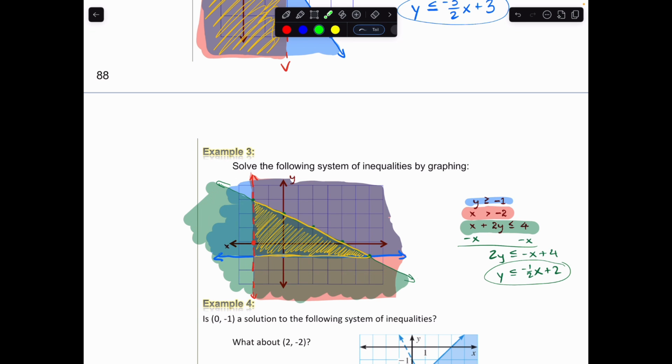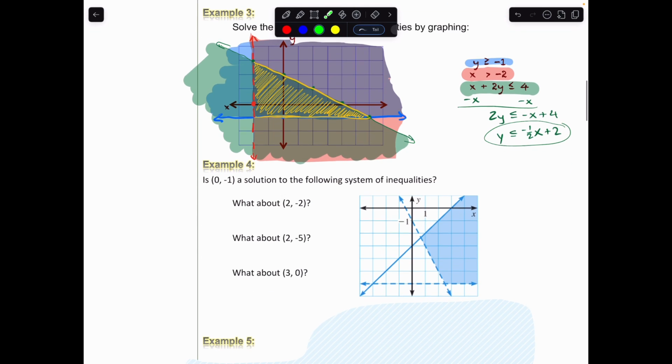And so our solution to this whole system of inequalities is only the area that's shaded by all three inequalities. So you can see I drew the line here, the yellowish line there, because the green line was solid and the blue line was solid. So all the points there are solutions to our system. Everything in the shaded region is also solutions to our system, but nothing on the red dotted line, again, because it's a dashed line or dotted line.